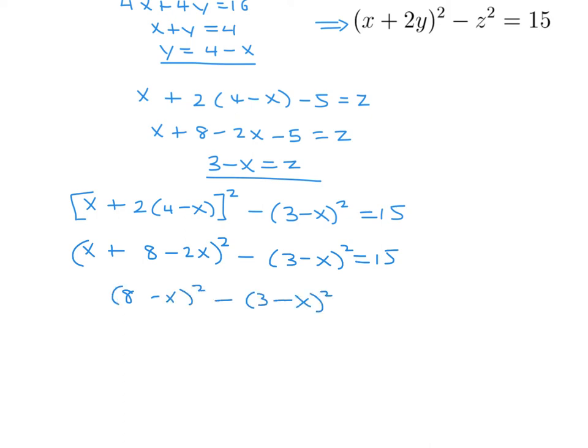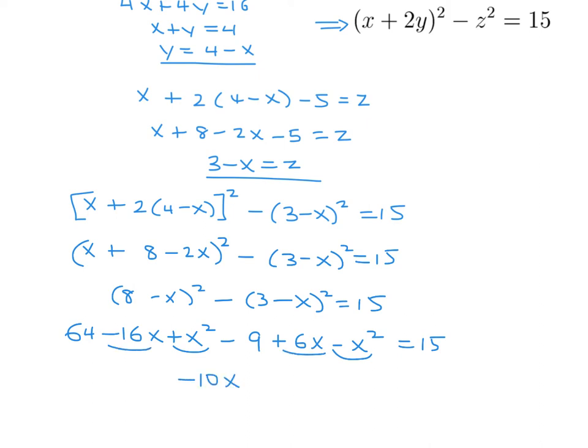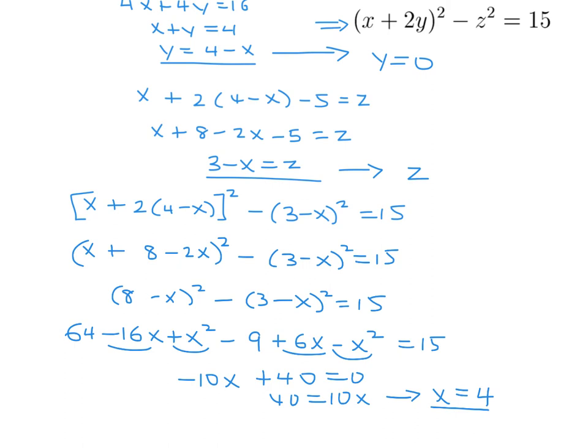And then at this point now we can expand, and that'll be 64 minus 16x plus x squared. And we have to be careful because I got this negative here, minus 9 minus 6x, but with the negative it'll be plus 6x plus x squared, and with the negative it'll be minus x squared. Okay, oh, nice, this cancels with that. This becomes minus 10x, and then 64 minus 9 is 55, and then 55 minus 15 is 40, and that's equal to 0. So that means 40 is equal to 10x, and therefore x is equal to 4. Great. And then just for the sake of completion, y would be 0, and z would be 3 minus 4, which is negative 1. So there you go, there's your x, y, z.